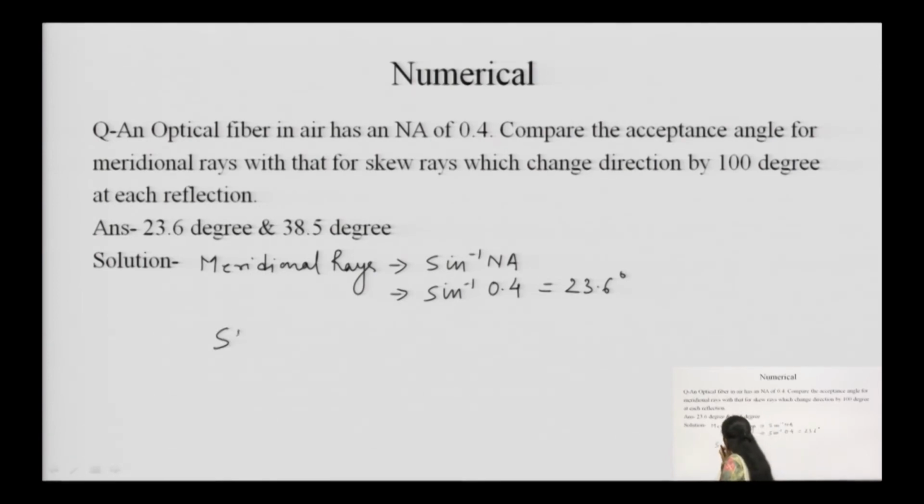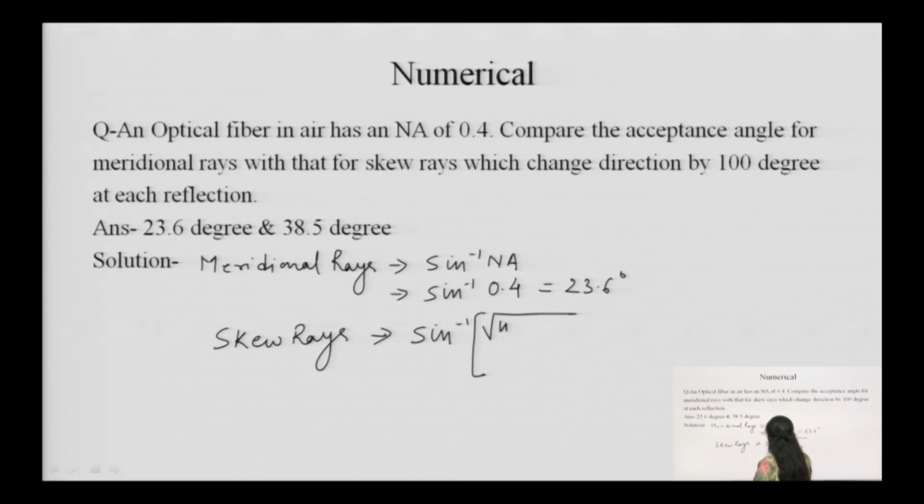Now, for skew rays, the acceptance angle is given as sin inverse under root n1 square minus n2 square upon cos gamma. Already known to you, under root n1 square minus n2 square is equal to NA.